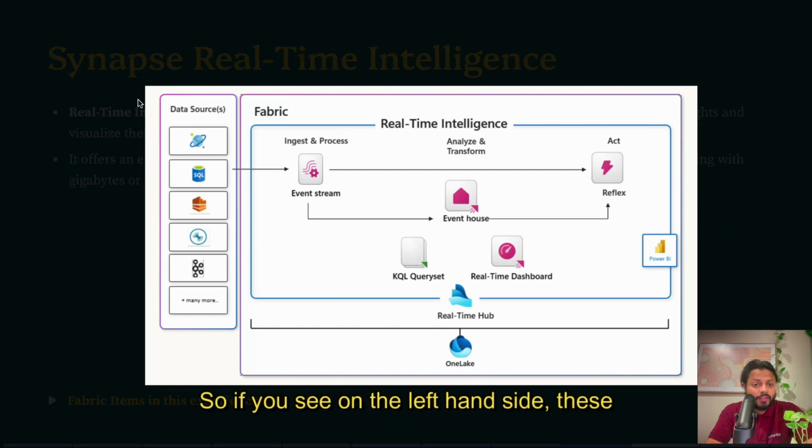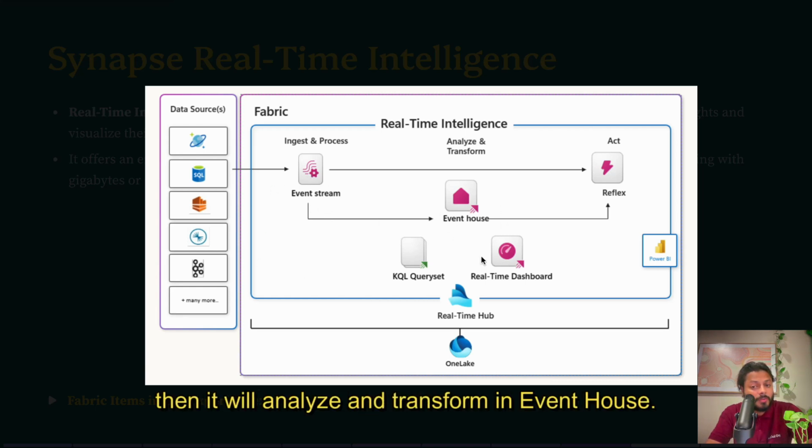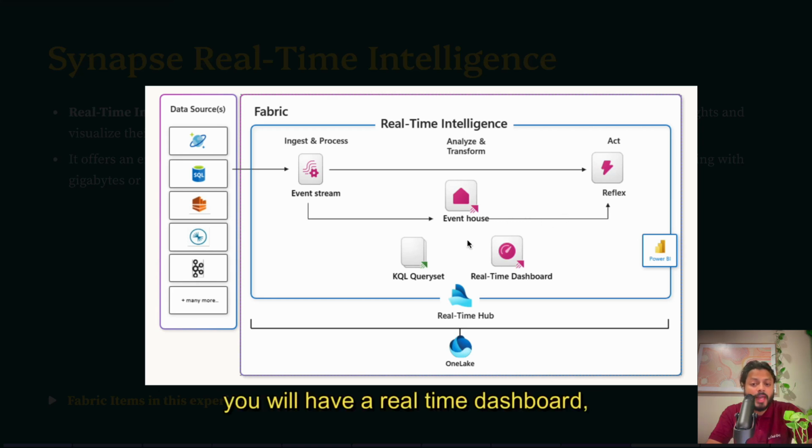If you see on the left hand side, these are the data sources. Your data can come from SQL database, it can come from Azure Data Factory, or any other data source. It can come from SAP. Once the data source is defined, you will ingest the data by creating the pipeline, and then it will go into event stream, and then it will be analyzed and transformed in event house, and finally you will have a real-time dashboard. And that can be seen on Power BI, and everything is done on OneLake. As I told you before, all data that is stored is in OneLake.